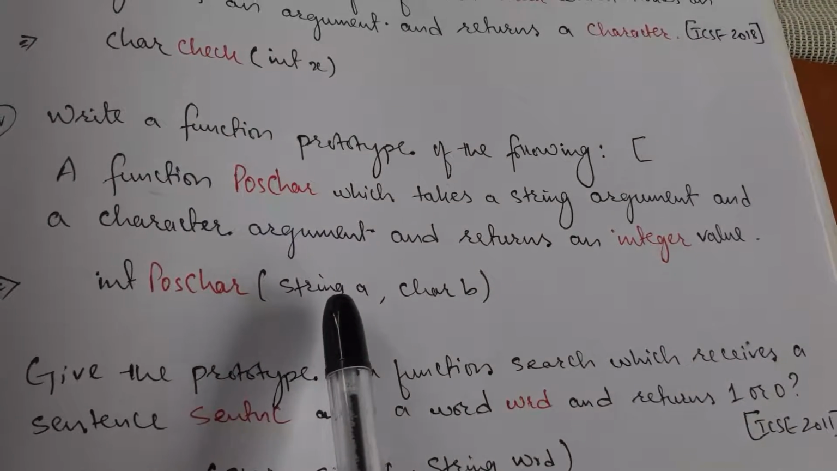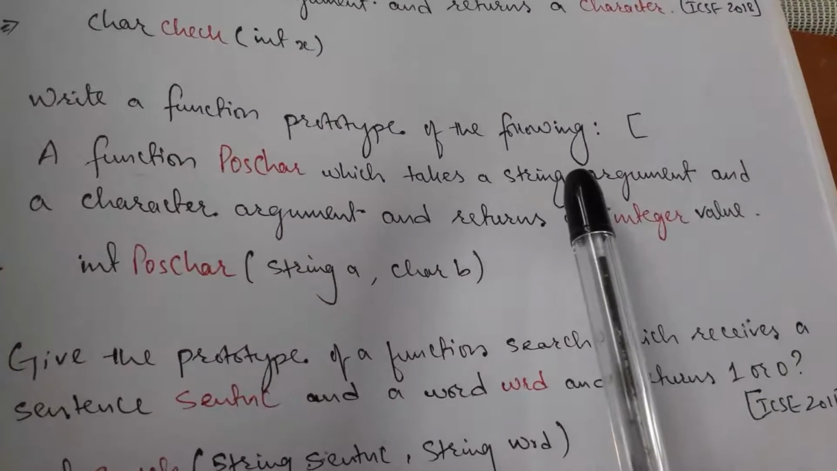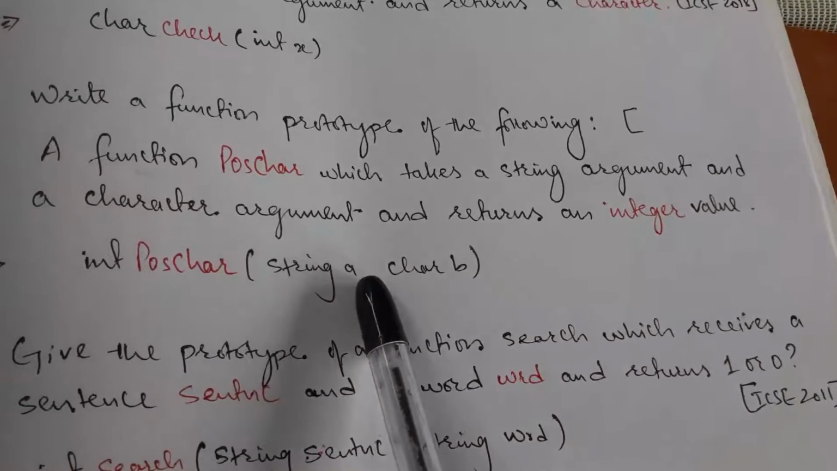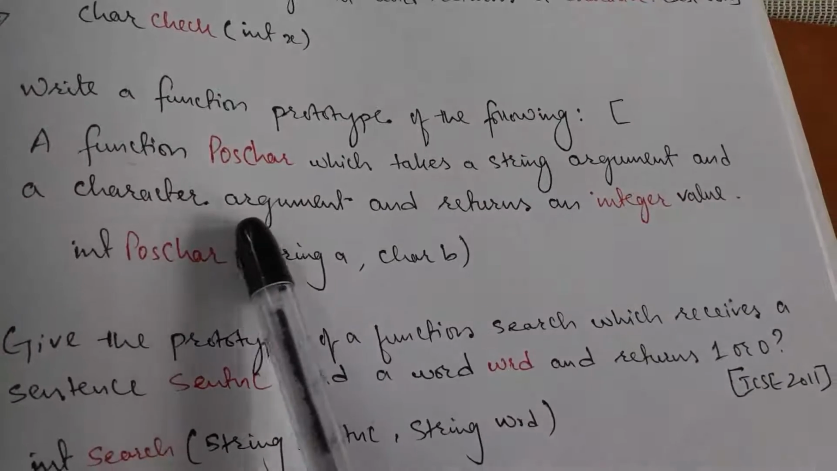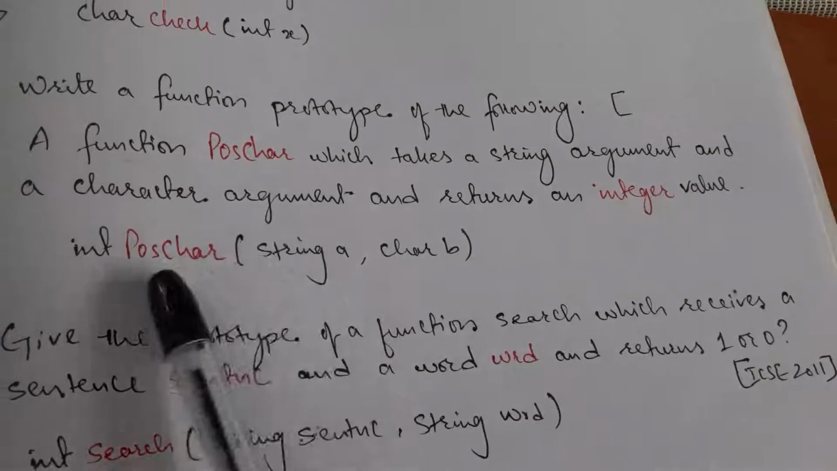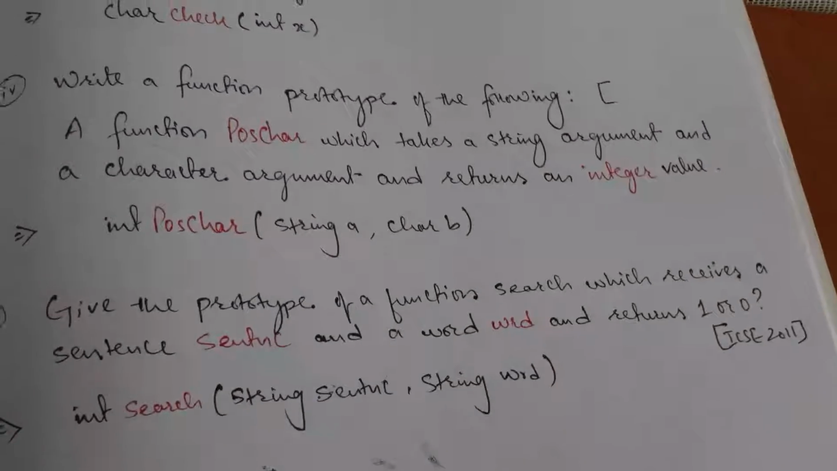arguments inside the parameter list, which are string, okay, the variable is not mentioned, so we can define our own variable, that is, I have defined a, and the second argument that will be taken is character, okay, b. So this is how you have to write the prototype for the fourth question. It came in the year 2016, okay.